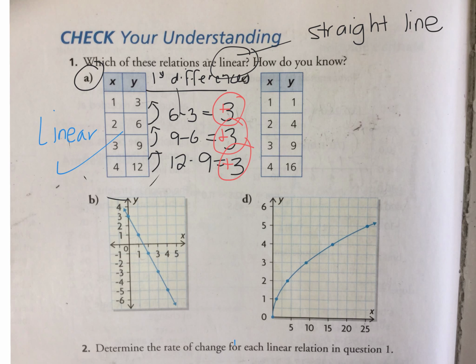Okay, so the first differences will tell you the rate at which it's changing. And again, the rate of change is also going to be the slope when you graph it. That's the slope. Okay, so let's look at B.